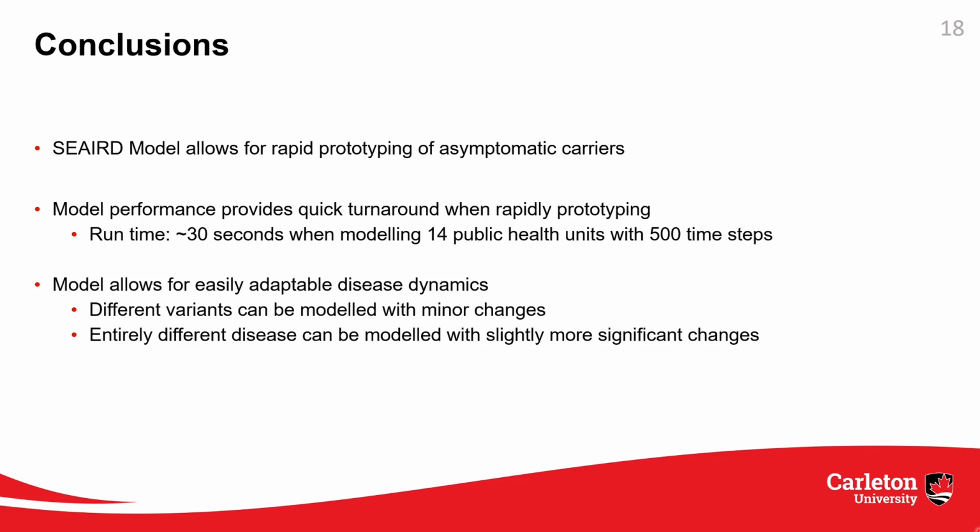With the model running that quickly, though, you have to be able to adapt it quickly as well. And the model allows for easily adaptable disease dynamics. These disease dynamics can range from just different variants. So different variants can be modeled with minor changes. You can touch the virulence rates, the incubation rates, slightly change the disease dynamics, or you can model entirely different diseases with slightly more changes, but it's still very quick. You can do most of this within 5 to 10 minutes if you have the disease dynamics ready.